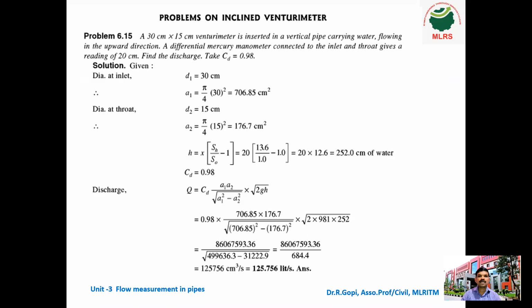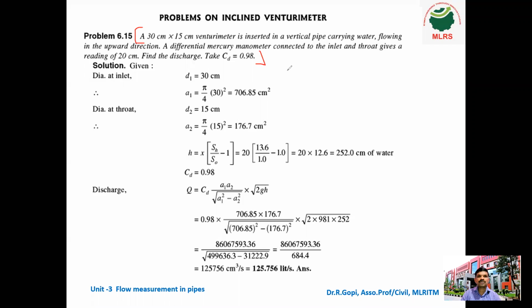Now I will read the problem. A 30 centimeter into 15 centimeter Venturi meter is inserted in a vertical pipe carrying water flowing in the upward direction. A differential mercury manometer connected to the inlet and the throat gives a reading of 20 centimeter. Find the discharge in the pipe. Take CD, that is the coefficient of discharge, as 0.98.